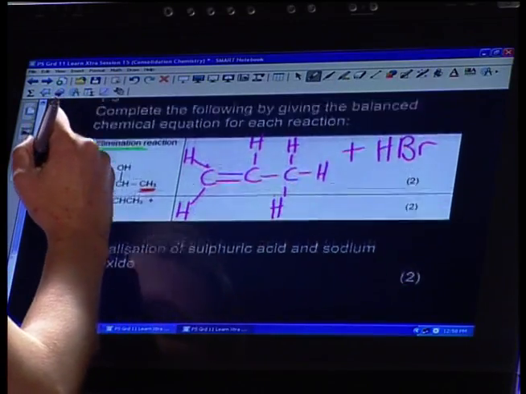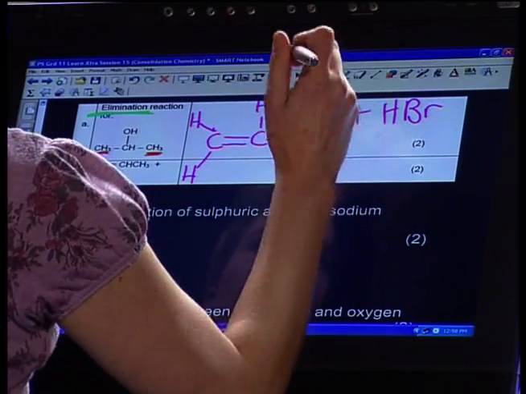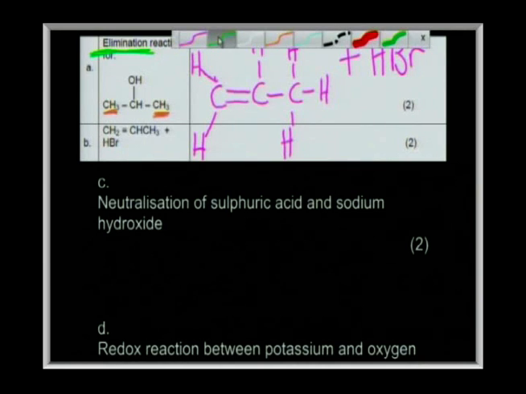Why? Because I've got a double bond, and that double bond can break, and the carbons on either side of the double bond will have an extra arm which they can use to bond to the hydrogen and to the bromine. So that's exactly what's going to happen here. Let's just write down our product, and I'm going to do that in a different color so we don't get confused. Right, so it's going to be a carbon.